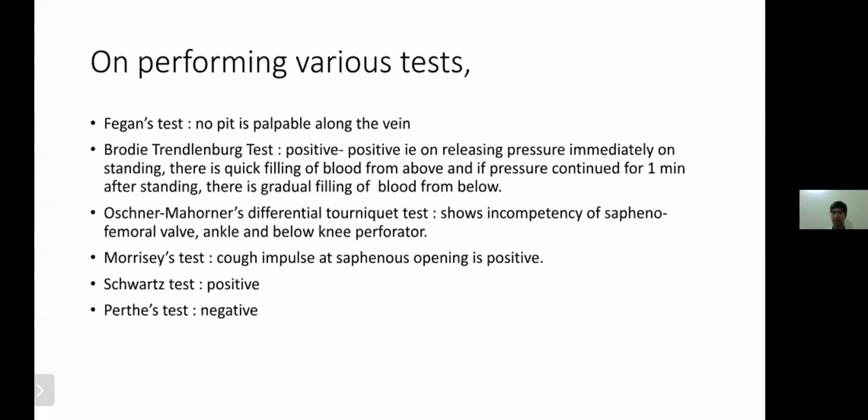The rest, all the tests are not important that way. Still, the differential tourniquet test is where you tie a variety of tourniquets at a variety of levels of perforators. How many perforators are there in the lower limb? Can you name the perforators? If not, name the location of the perforators. The location of the perforators, please. Anyone?